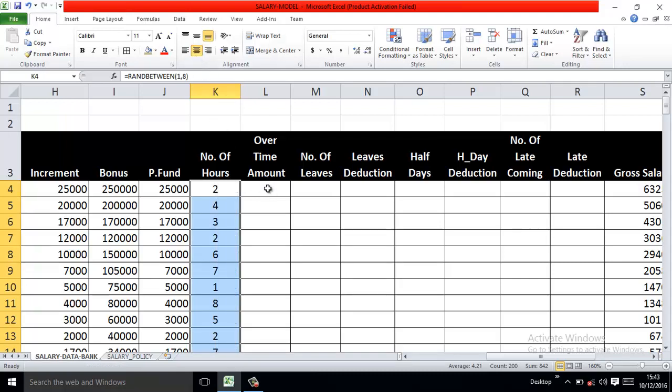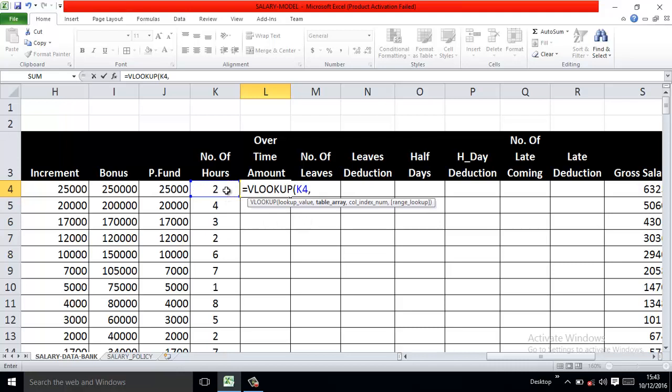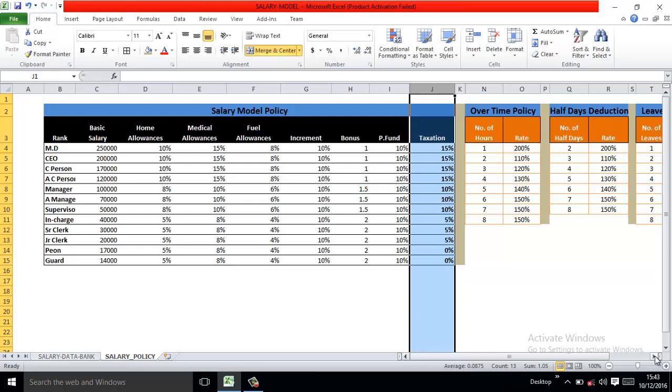Now we are going to calculate the amount for this. We use the VLOOKUP formula again. This time, we are looking up the value of the number of hours in the policy table, the table array with the name overtime, and from there I will call the value from the second column. If you click, you are getting 1.5%. So let's first discuss the policy which is given to us.